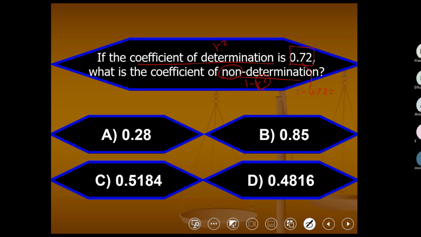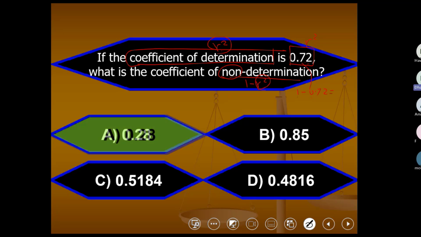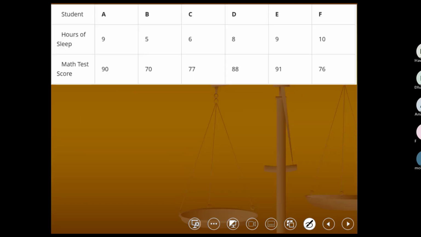When you subtract 1 minus r square, because he doesn't give you the correlation coefficient, he gives you the coefficient of determination, r square. So this is r square, not r, right? And the non-determination is 1 minus r square. So how much is it? 1 minus 0.72? A. Yes, A. 0.28. Thank you. Do you have your calculator?